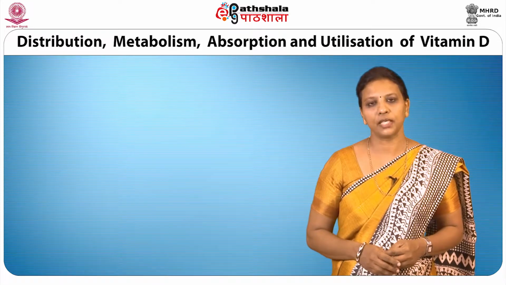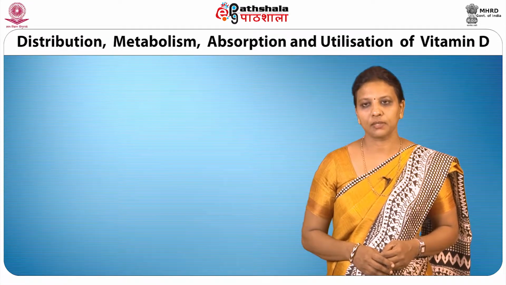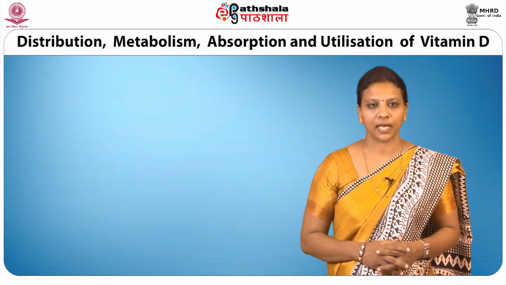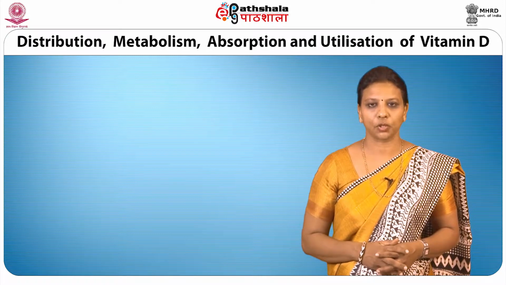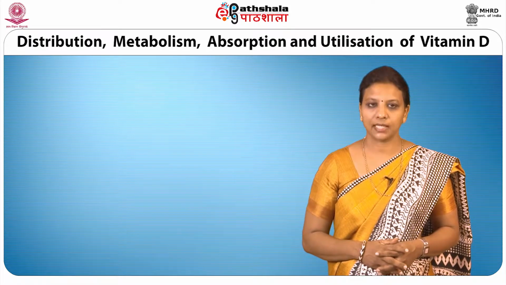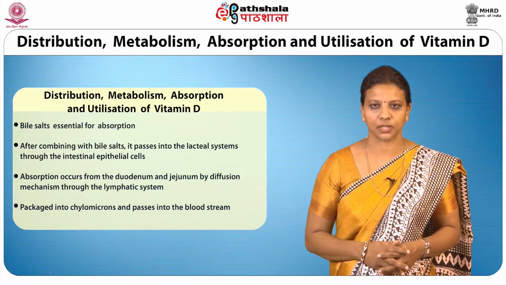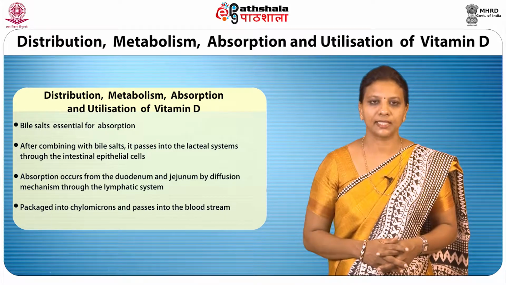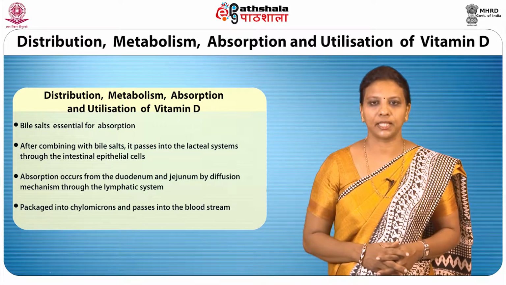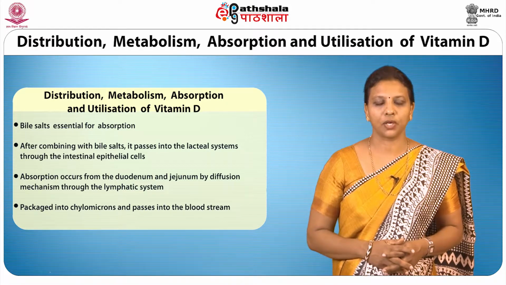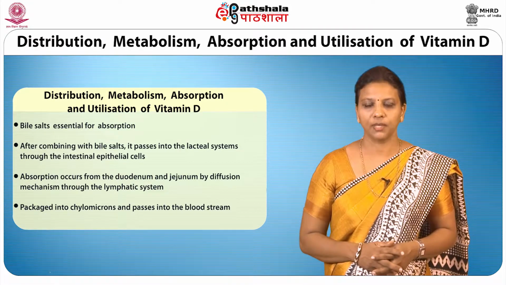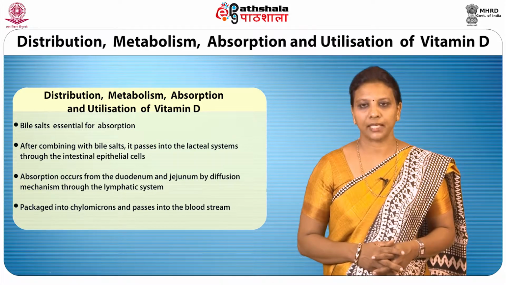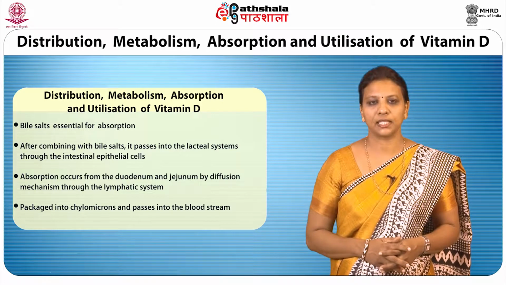We shall have a look into the distribution, metabolism, absorption and utilization of vitamin D. Being fat soluble, vitamin D is absorbed like other lipids. Bile salts are essential for its absorption. After combining with bile salts, it passes into the lacteal systems through the intestinal epithelial cells. Absorption occurs from the duodenum and jejunum by diffusion mechanism through the lymphatic system and ultimately packaged into chylomicrons and passes into the bloodstream.